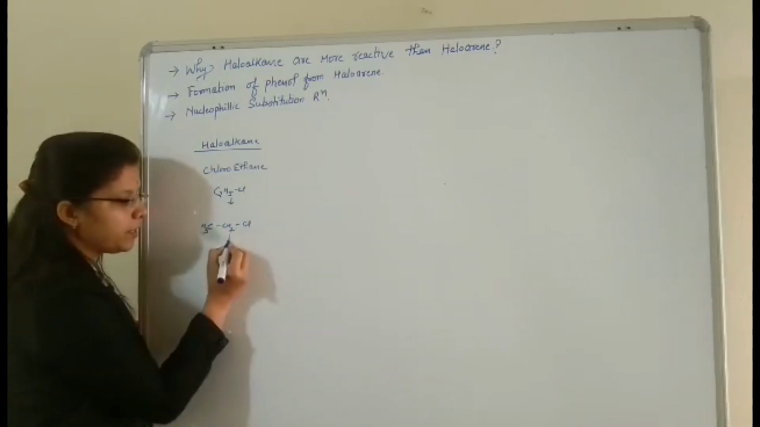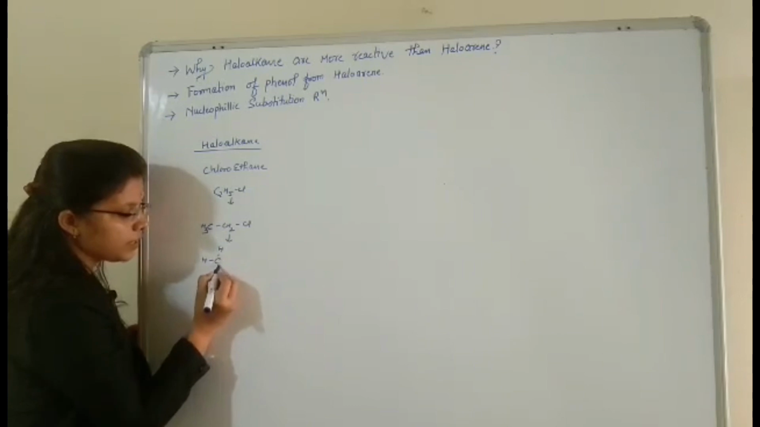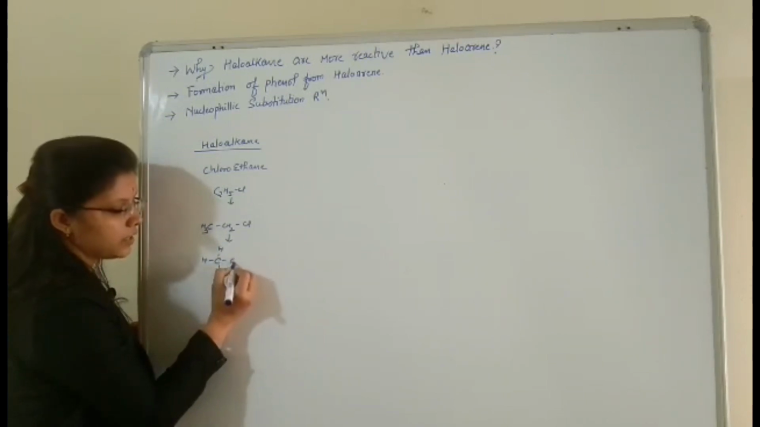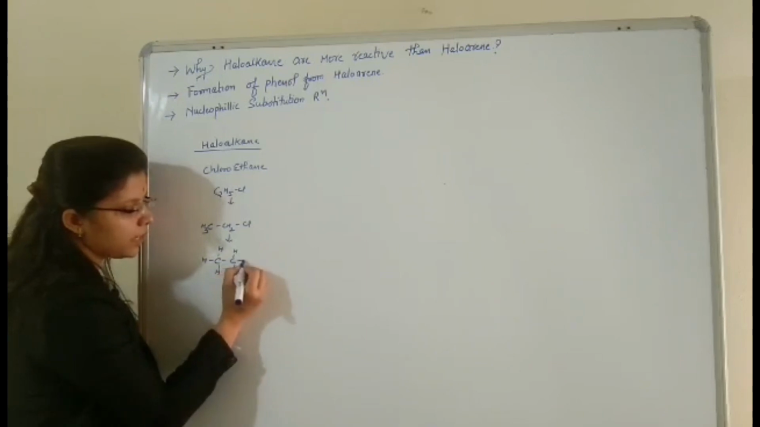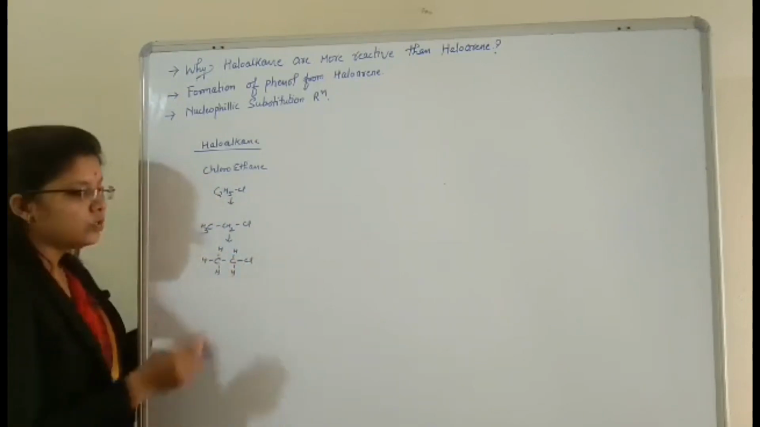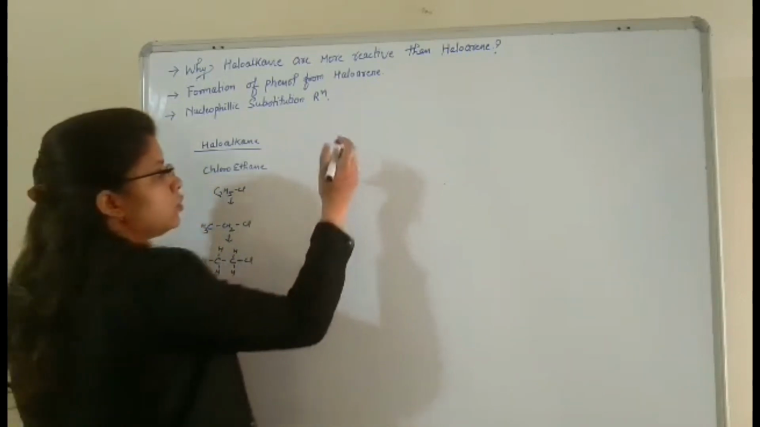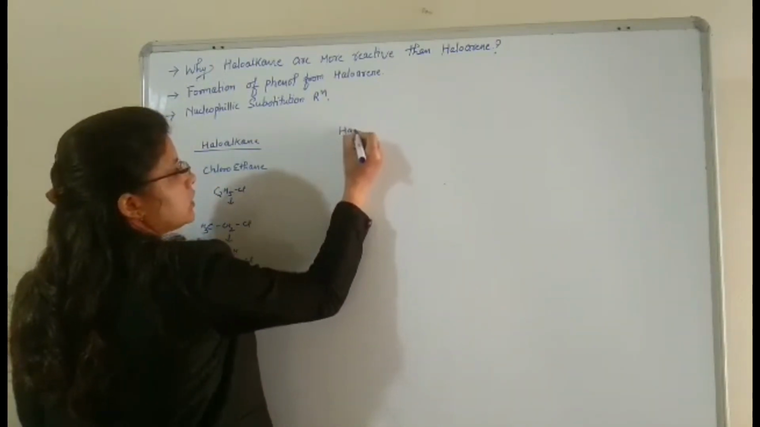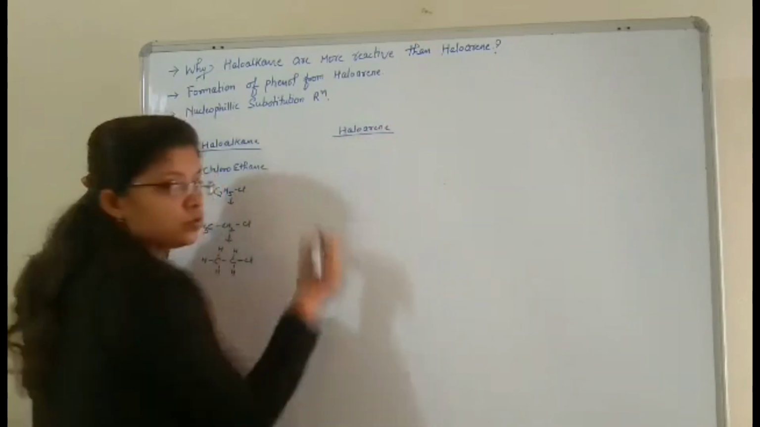If I need a more expanded form, I can write a carbon with hydrogens, and here another carbon, and from this carbon 2 hydrogens and 1 chlorine. So this is the expanded structure of chloroethane. Now come to the haloarenes. What is the structure of a haloarene? How do haloarenes look? We have to see it.